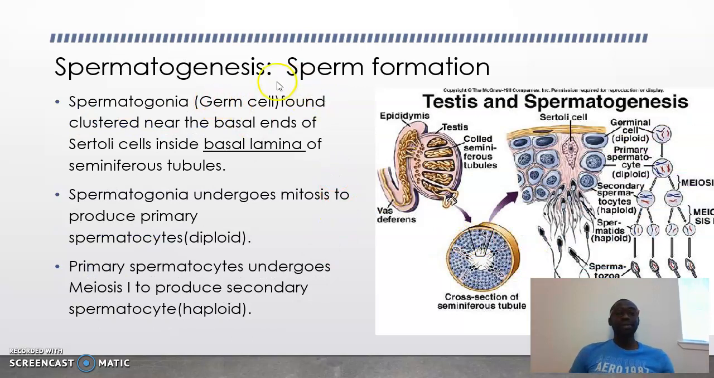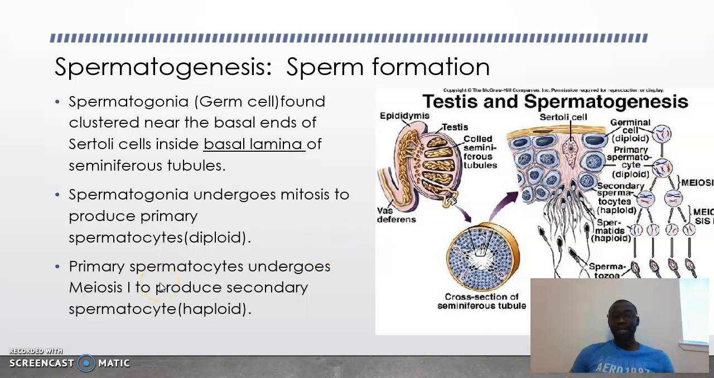So the process of spermatogenesis, sperm formation. Spermatogonia, the germ cells, are found clustered near the basal ends of the Sertoli cells, inside the basal lamina of the seminiferous tubules. As they develop, they move inside towards the lumen. Spermatogonia undergo mitosis to produce primary spermatocytes, which are diploid.